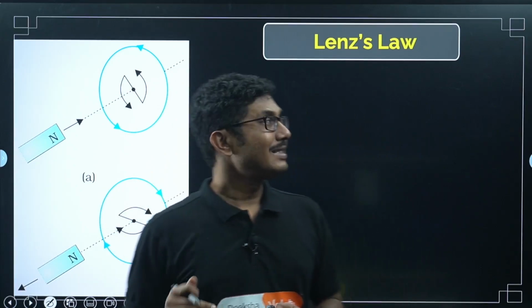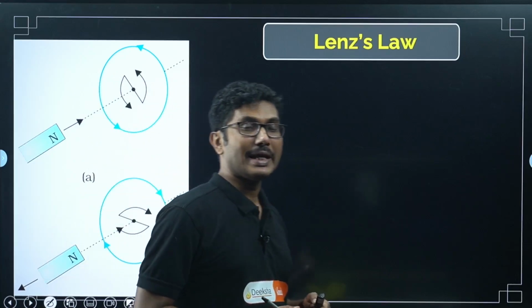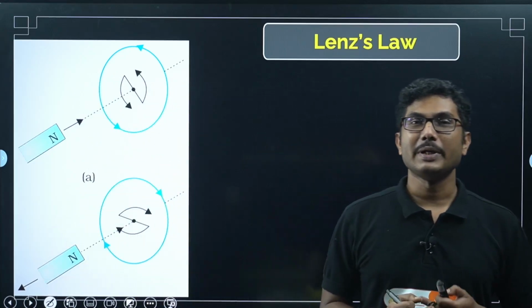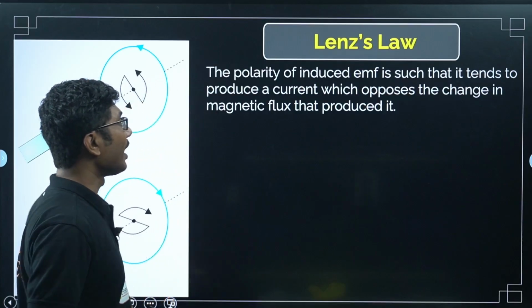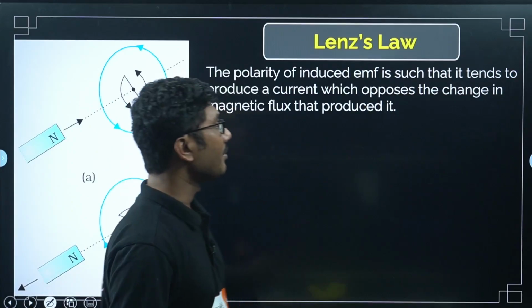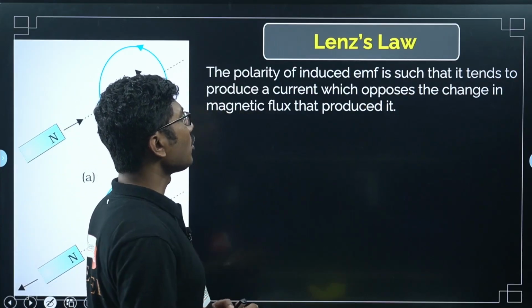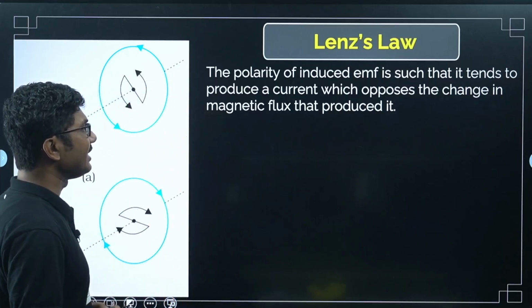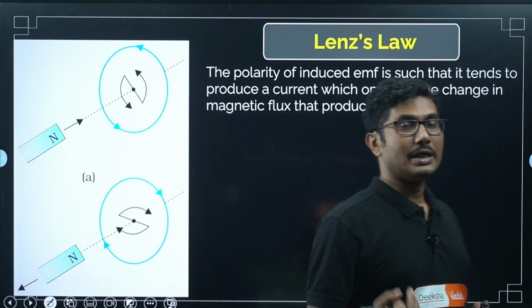Now Lenz, another physicist at that point of time, came and said this cannot be 100% correct, there has to be some restriction on this. So what he said: the polarity of the induced EMF is such that it tends to produce a current which opposes the change in magnetic flux that produces it. Okay, so this is Lenz's law.